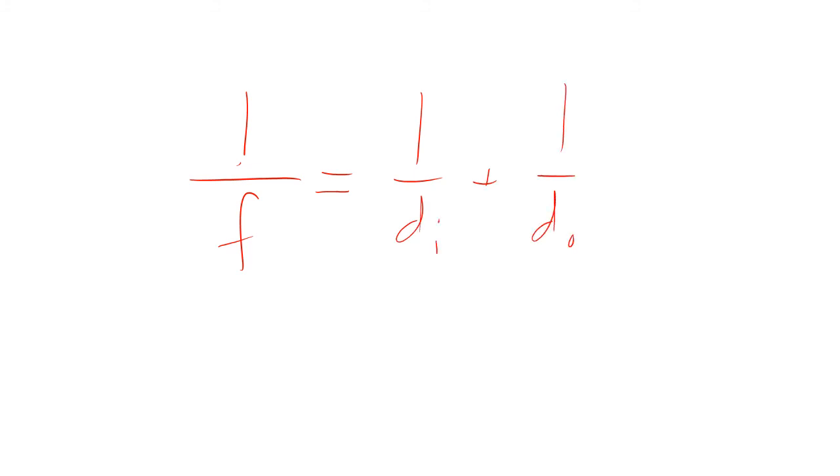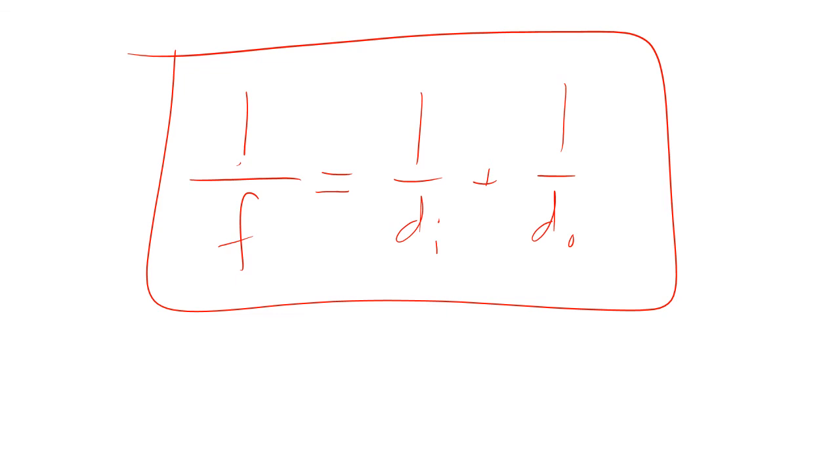So that means that the equation for images with lenses is 1 over f equals 1 over di plus 1 over do. The exact same equation. And so this equation is the crux behind almost all of chapter 34.